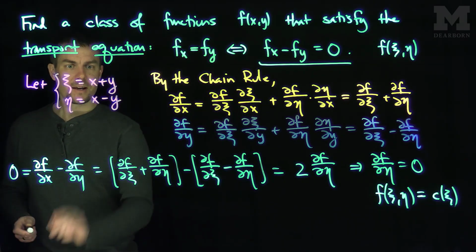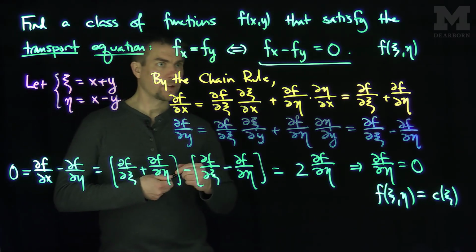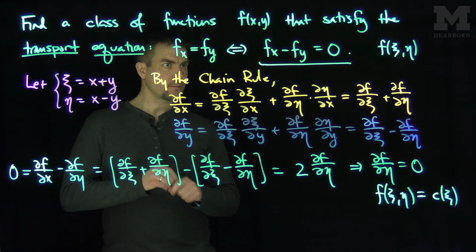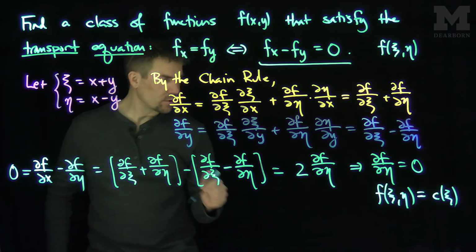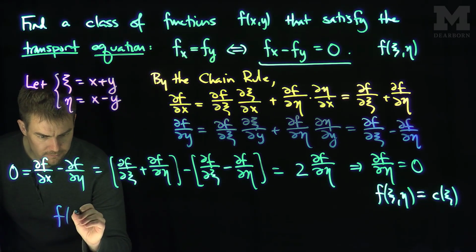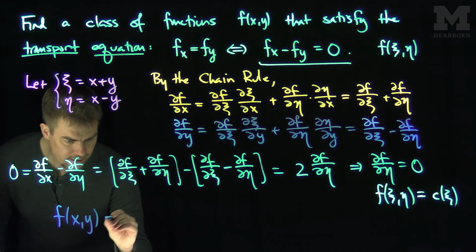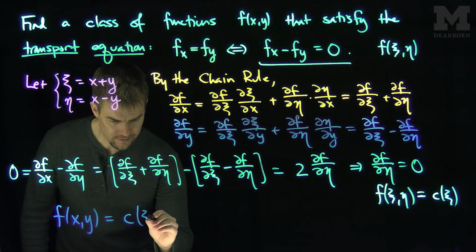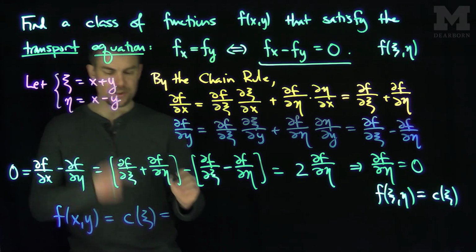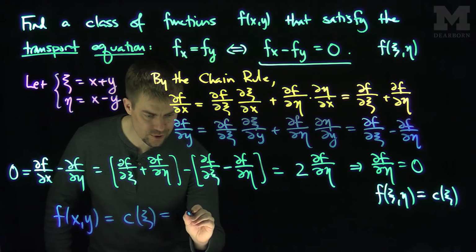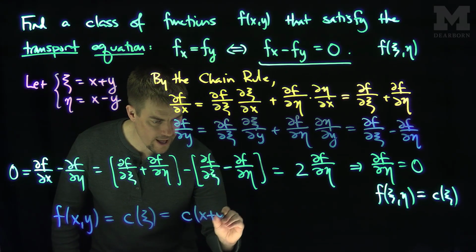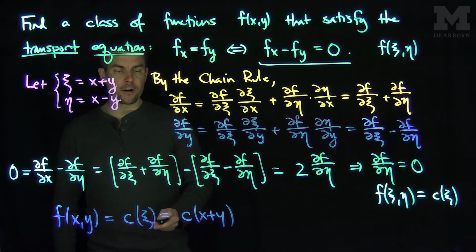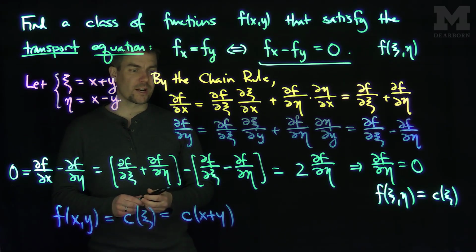Now what is xi? Xi is just x plus y, excuse me. So f of x, y is just some function c which depends on xi, and xi is just x plus y. So the function f of x, y is just some function of the variable x plus y. So any function of x plus y will solve this transport equation.